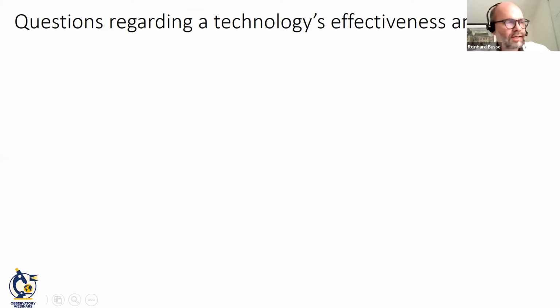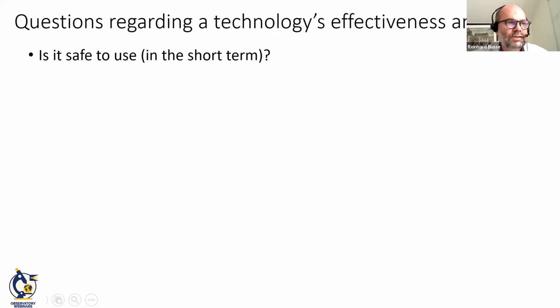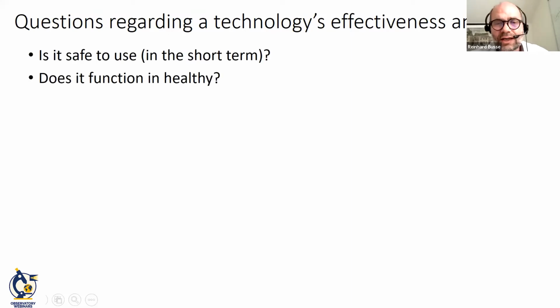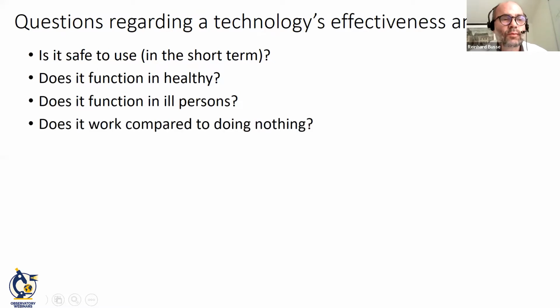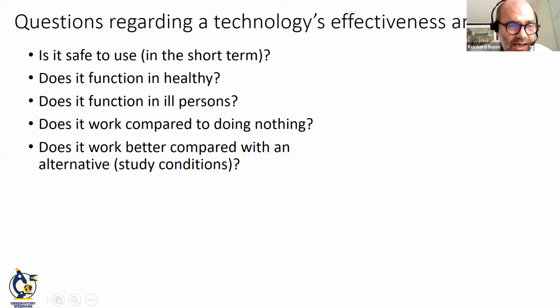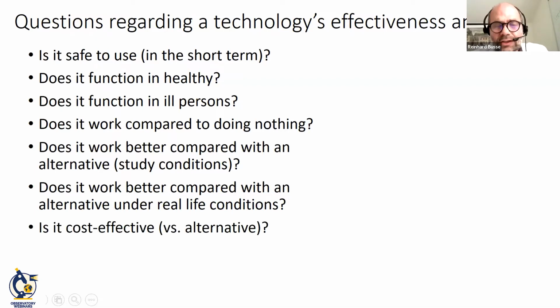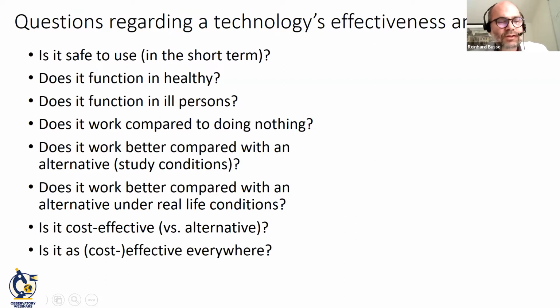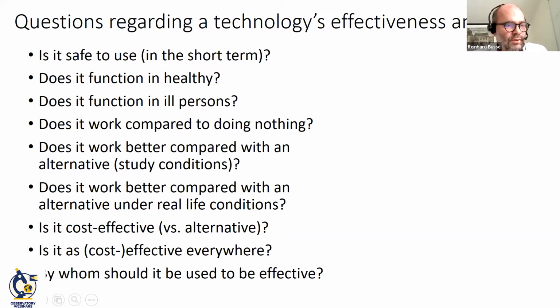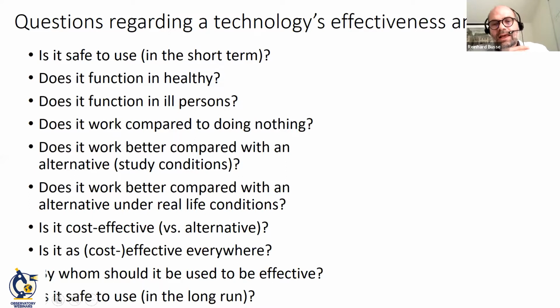When we look at the technology, and again, it could be a pharmaceutical or a medical device, there's a range of questions which we should ask as a society. Is it safe in the short term? Does it function in healthy people? Does it function in ill-health persons? Does it work compared to doing nothing? Does it work better compared with an alternative in study conditions? Does it work better compared with an alternative under real life conditions? Is it cost effective versus an alternative? Is it as cost effective everywhere, meaning no matter in which hospital or in which physician's office we use it? By whom should it be used to be effective? Is it the same whether it's done by a GP or by a specialist? And is it safe in the long run?